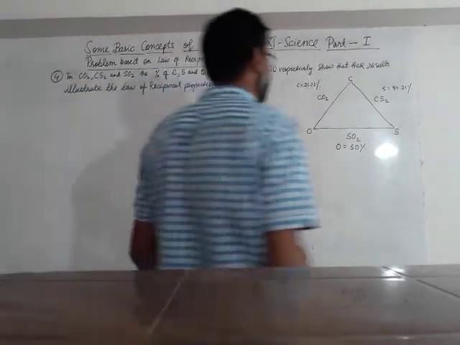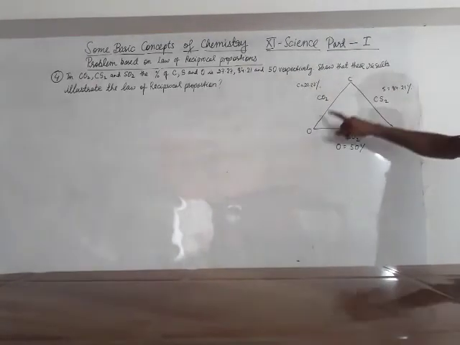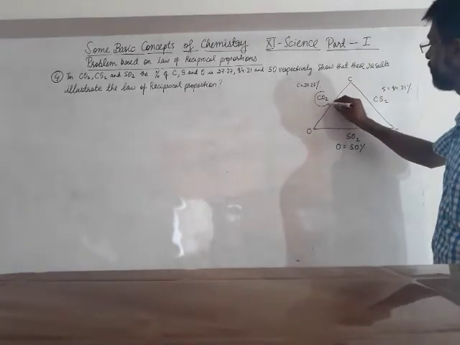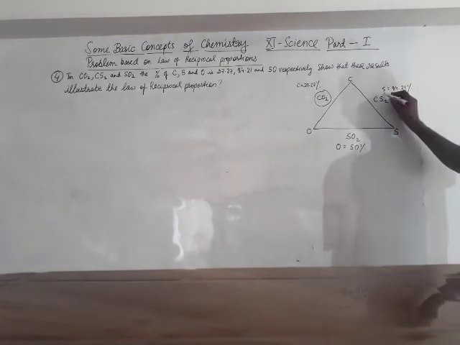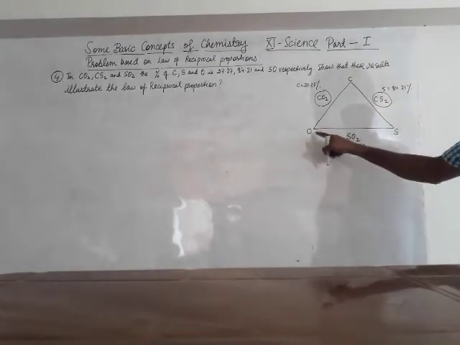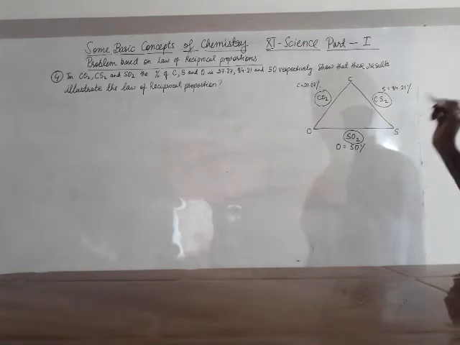Basically, there are three elements: carbon, oxygen and sulfur. Carbon is combining with oxygen to form carbon dioxide over here. Carbon is combining with sulfur to form carbon disulfide. And over here, sulfur is combining with oxygen to form sulfur dioxide. Okay. So these are the three elements combining with each other to form three different compounds.